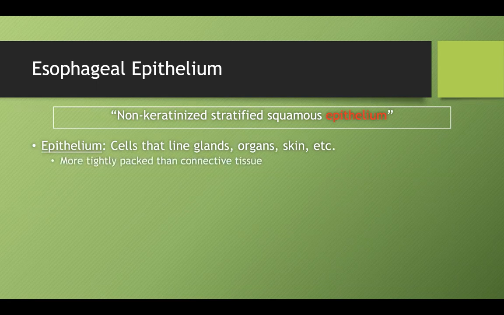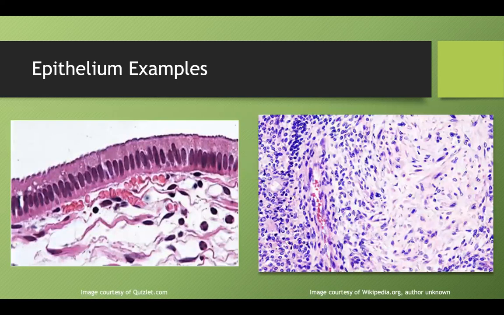And it's densely packed, way more densely packed than connective tissue. And you can see there's different types of epithelia. And I'll show you a picture. We have two different types of epithelia. And in both examples, you can see how tightly packed these cells are compared to the connective tissue that exists right behind it.